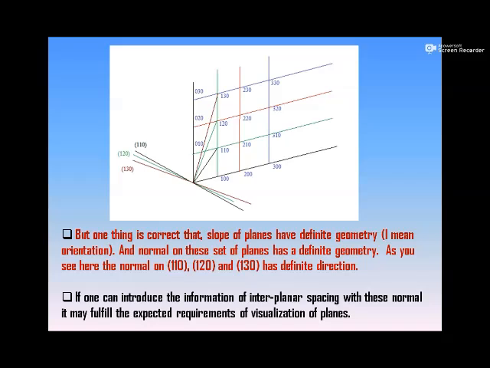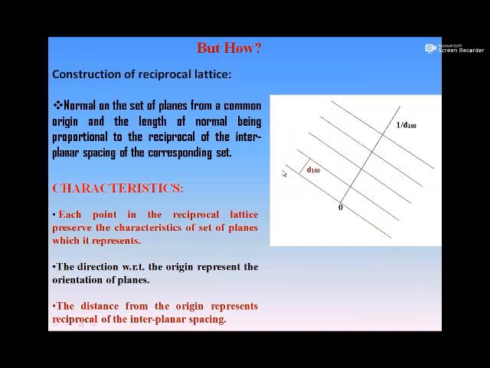What about the interplanar spacing? So this line is very, very important, that if one can introduce the interplanar spacing information in these normals, it may fulfill the expected requirements of visualization of planes. So you need not try to visualize a two-dimensional plane. Rather, you are going to replace those two-dimensional sets of planes by some normals, and I can, very intelligently, introduce the information of interplanar spacing in that particular normal. Now, but how could you introduce that concept? But how?